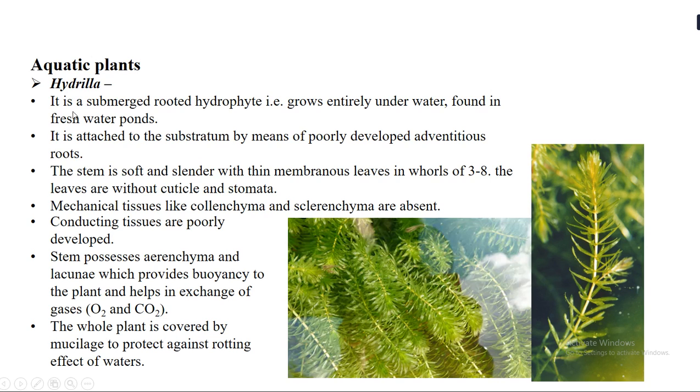So as I have said earlier, it is a completely submerged plant, that means it is completely growing under the water. So it has to be protected, okay? Because if something is in the water for a longer period of time, it will eventually rot. That is the nature of the water. So to prevent the rotting, the plant is completely covered with mucilage.